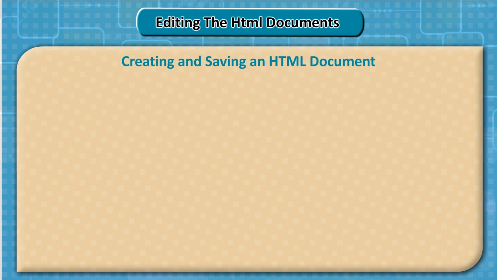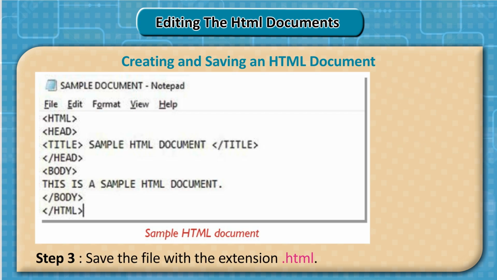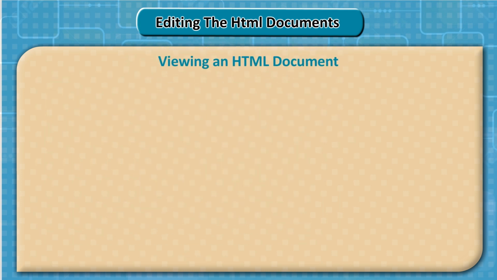Creating and saving an HTML document. To create and save an HTML document using Notepad, follow the steps given ahead. Step 1. Open Notepad from the Windows Accessories folder in the Start menu. Step 2. Type the following HTML code. Sample HTML document. Step 3. Save the file with the extension HTML.